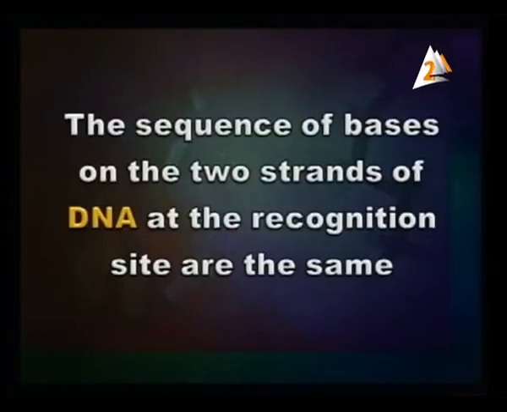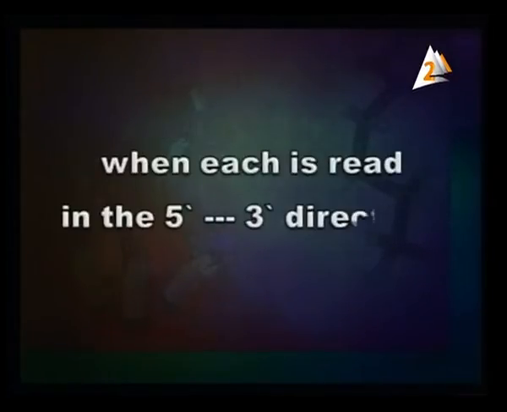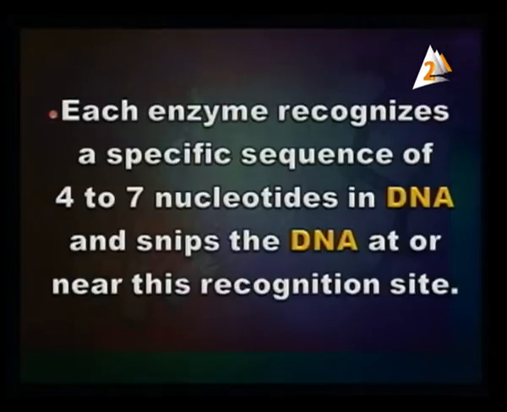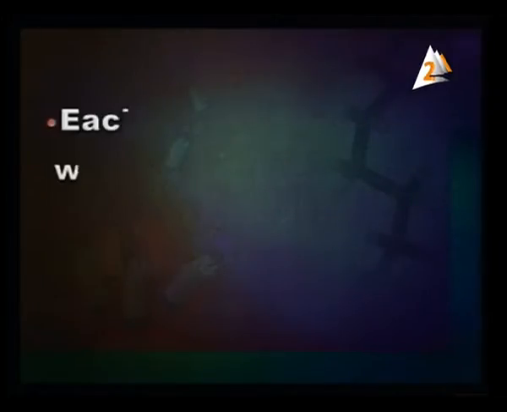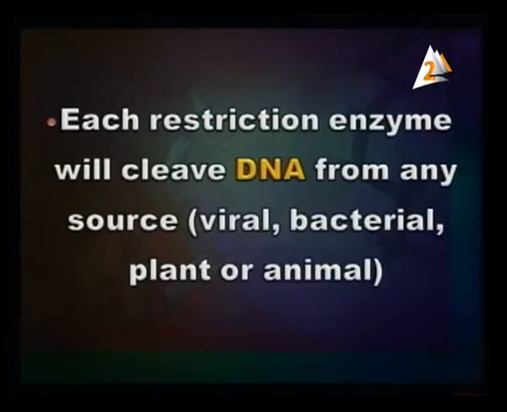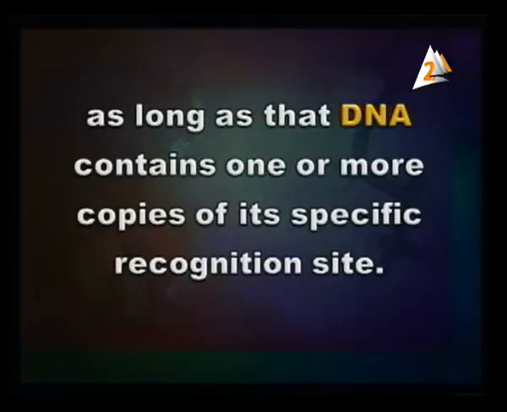The sequence of bases on the two strands of DNA at the recognition site is the same when each is read in the 5' to 3' direction. So each enzyme recognizes a specific sequence of 4 to 7 nucleotides of DNA and cuts near the recognition site. Each restriction enzyme will cleave DNA from any source, such as viral, bacterial, plant, or animal, as long as that DNA contains one or more copies of its specific recognition site.